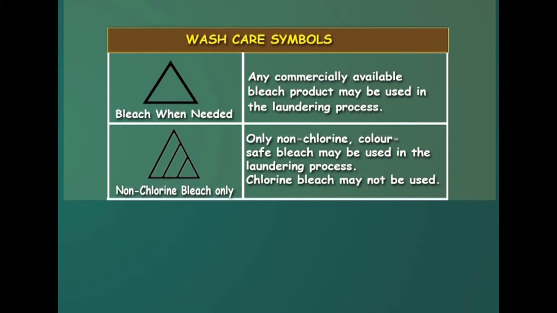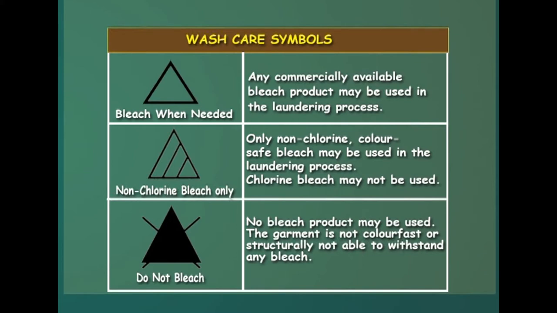Next will be a triangle with two diagonal lines. That often represents non-chlorine bleach when needed. So, it means only non-chlorine color safe bleach may be used in the laundering process. Chlorine bleach may not be used. Next one is a black triangle with a cross mark that denotes it should not be bleached. So, that means no bleach product may be used. The garment is not color fast or structurally not able to withstand any bleach.